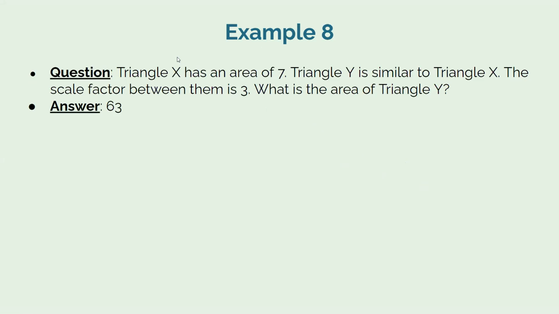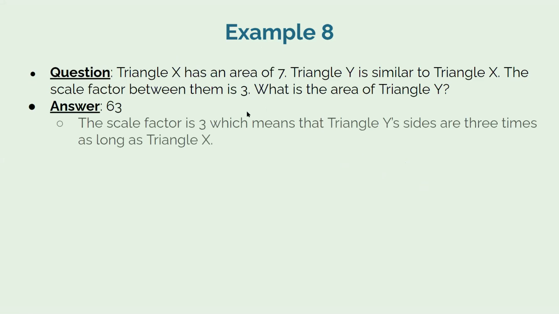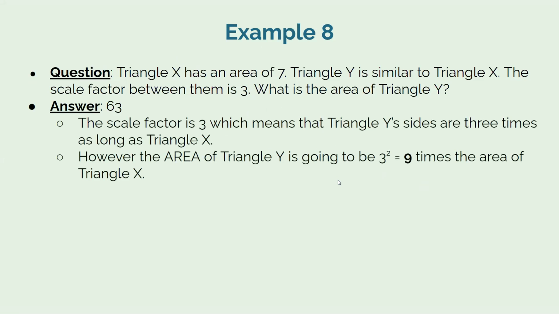Yeah, so for this problem, it's asking about the area. So you would have to square the scale factor. So the area of triangle Y is going to be 9 times the area of triangle X. So you would have to do 7 times 9, which is 63. So you have to remember this: if it's asking about the area, then it has to be the scale factor squared. We've told you that the scale factor is 3, but you have to square it before using it to find the area.